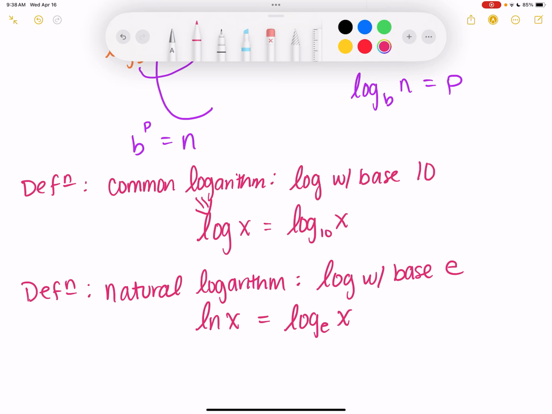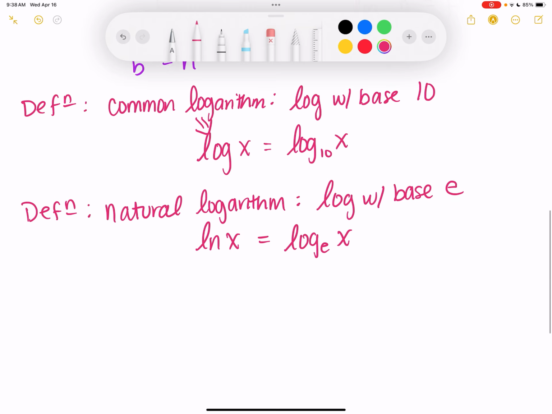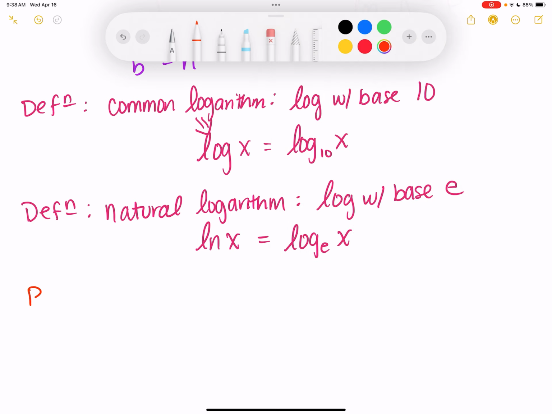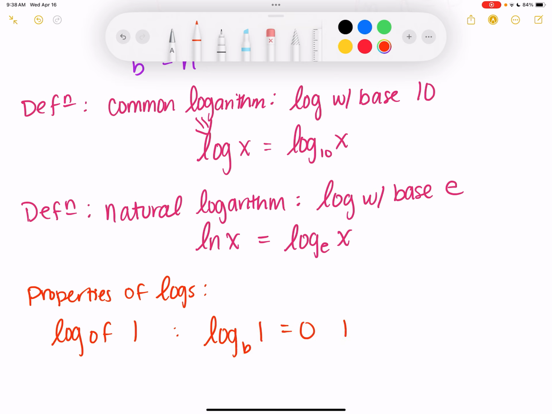Now, a couple properties of logs. I think there's more that come later, but there's a couple that you need to know in this section. Properties of logs. The log of 1. So log base b of 1 is equal to 0 because b to the 0 is equal to 1.